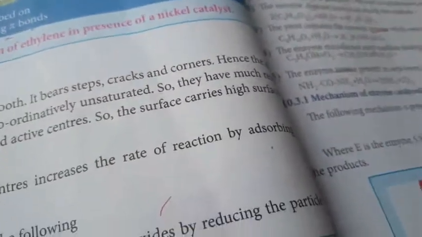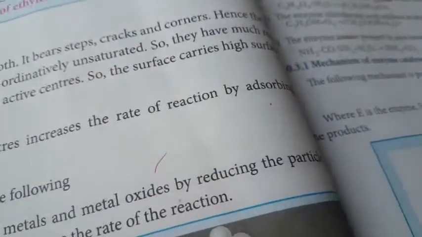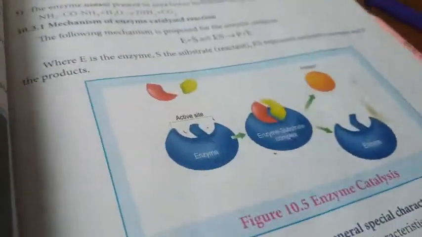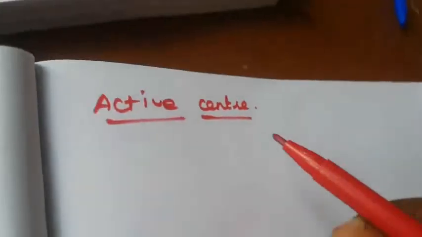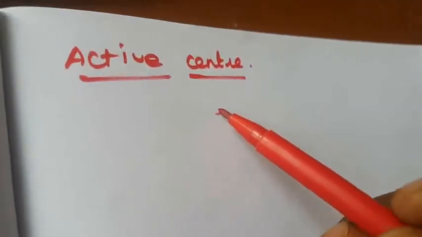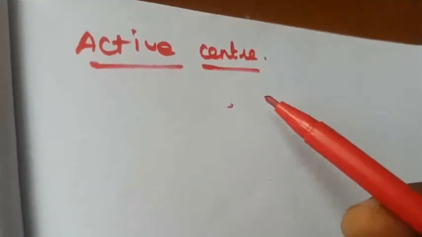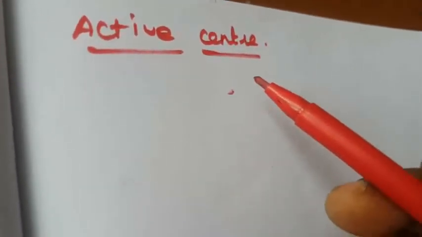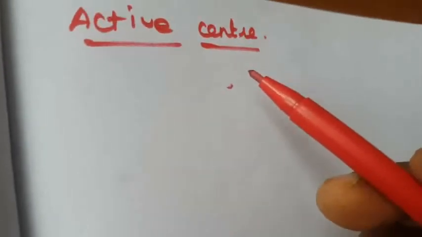Next, what is meant by active center? The catalyst contains so many places, and the surface of the catalyst is not smooth. All the catalytic surface is not smooth. Each such location of the surface that is coordinatively unsaturated is called an active center.